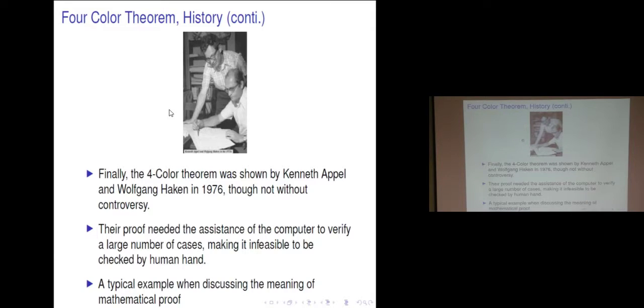The four-color theorem is one of the first examples people proved using computer assistance. This is a typical example when people discuss the meaning of mathematical proof. Do you consider this a proof? Somebody shows you that, okay, I have a proof: you just ask the computer to check these 10,000 cases, and the computer can help you. Do you consider this a proof?